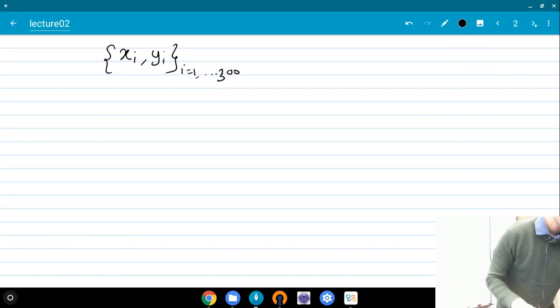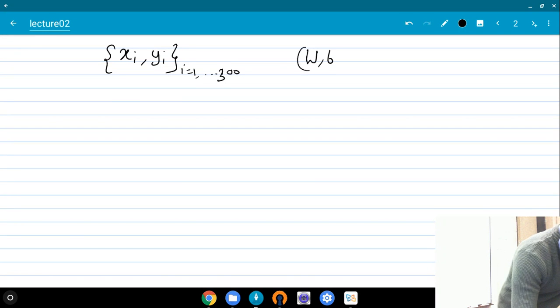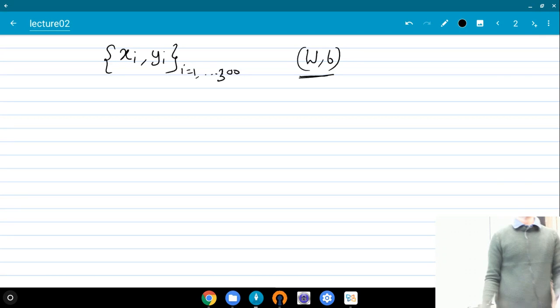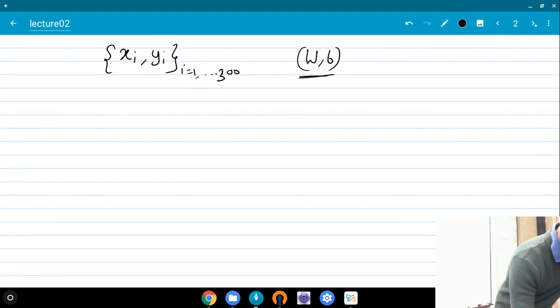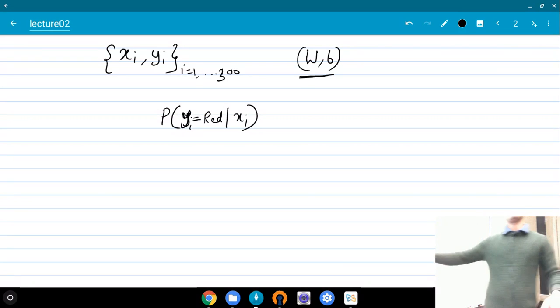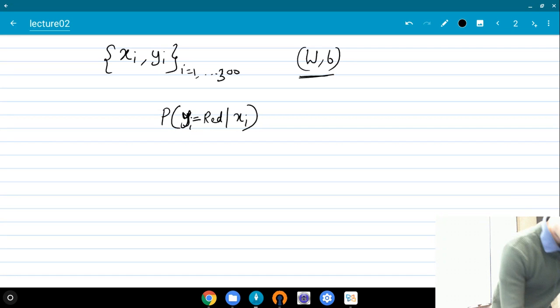Given this, a given choice of W and B is a particular model, right? So I want to score this model. That's what a loss function has to do. The way I'm going to score it is to write the probability that yi is equal to red given xi. That I can compute for any given W comma B and for any of those data points. I want to maximize this number over W and B.